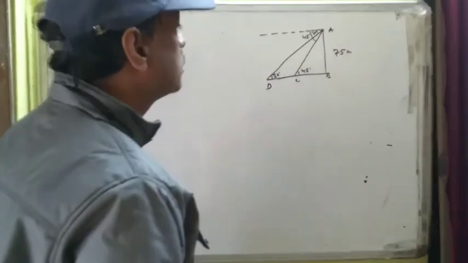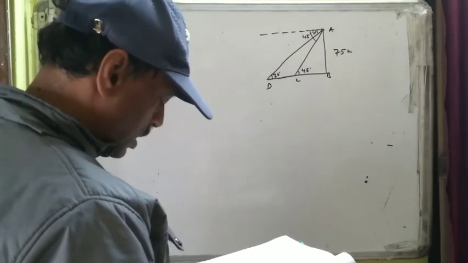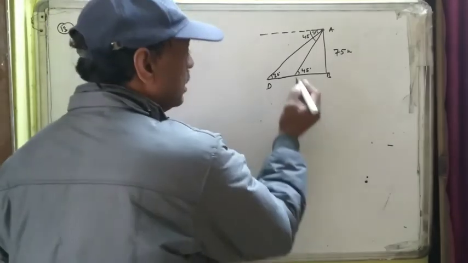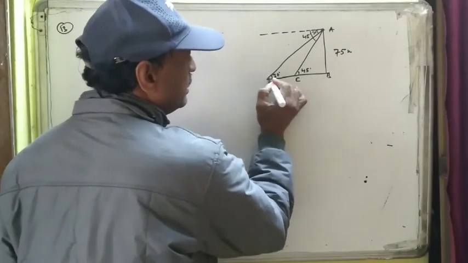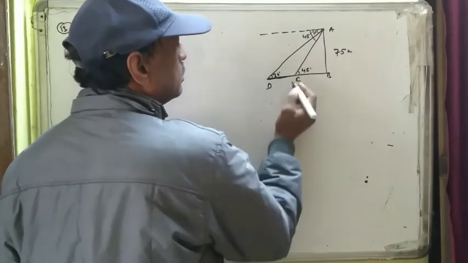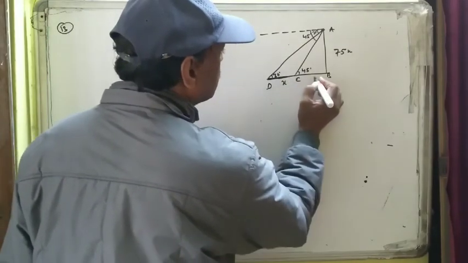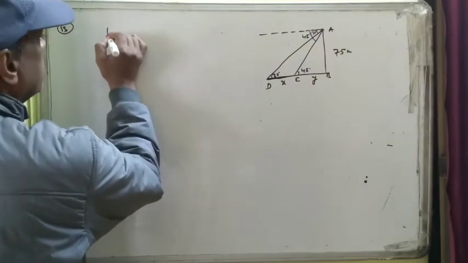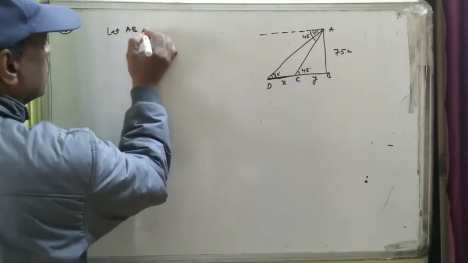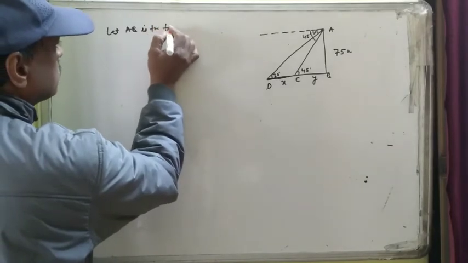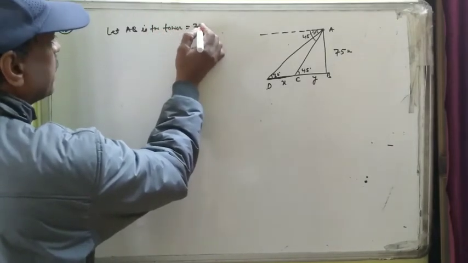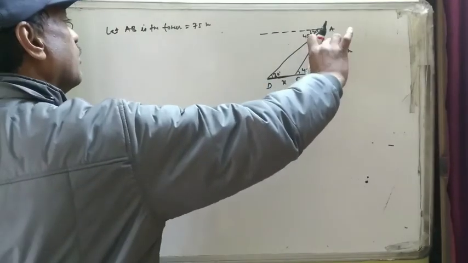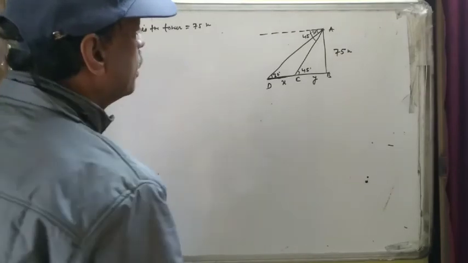The question is to find the distance between the two ships. Distance between the ships will be this distance, CD. So let us assume this distance as x and this one is as y. And let us assume here, let AB is the tower equal to 75 meters. We have assumed the AB as tower and the length is given 75.